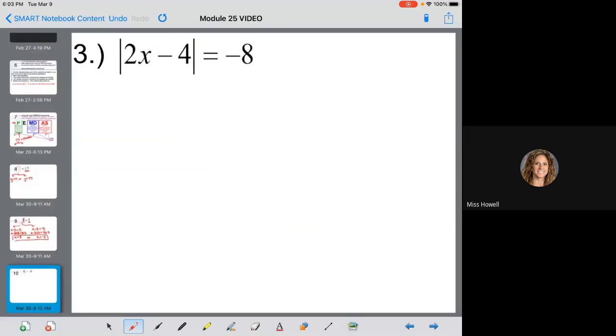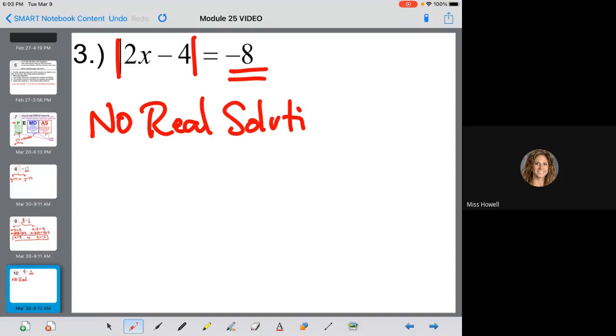All right, number 3. Again, fairly simple here because all we have on one side is absolute value by itself. There's nothing on the outside. However, what this side equals is a negative. And we should understand that when we take the absolute value of something, we can't have a negative result. So this is not possible. So our final conclusion here would be there would be no real solutions for this one. So be careful, right? That's our special case that doesn't work.